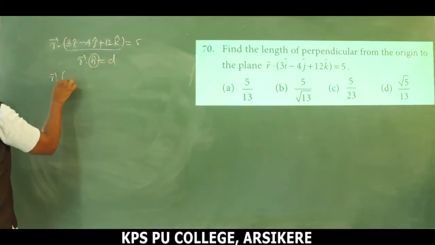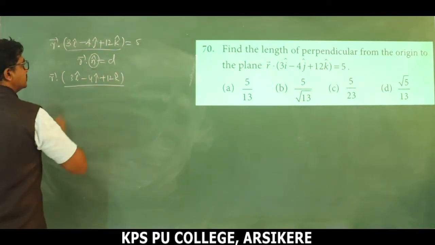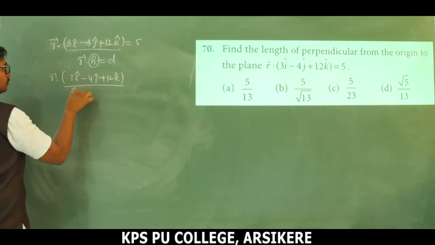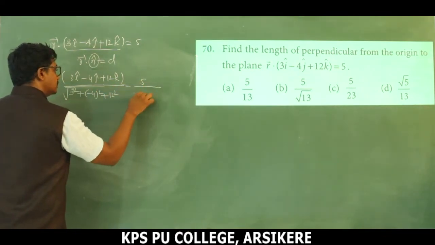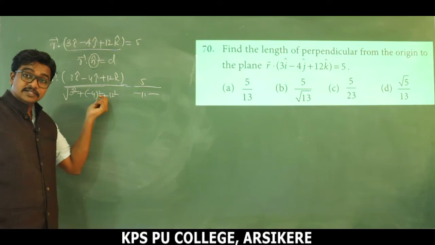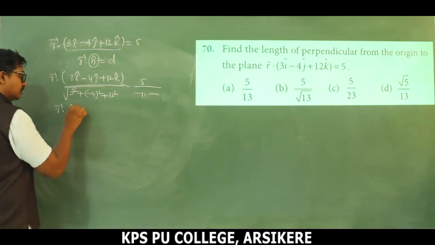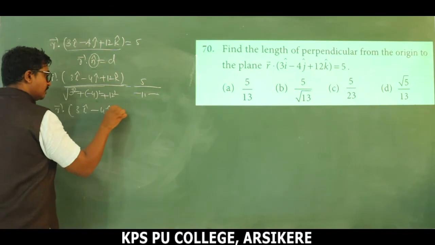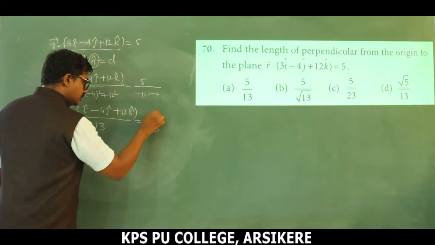Vector r dot 3i minus 4j plus 12k, divided by the magnitude of this one. What is the magnitude? Square root of 3 square plus minus 4 whole square plus 12 square. This is equal to 5 divided by the same thing. 3 square is 9, 12 square is 144, 4 square is 16. 144 plus 16 is 160, 160 plus 9 is 169. Square root of 169 is, remember, 13. So you will get vector r dot 3i minus 4j plus 12k divided by 13. Here also 5 by 13. So this is our d.